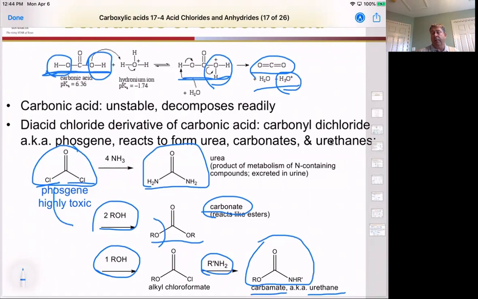and it's basically a derivative of this diacid chloride from carbonic acid. All right, that is the section for acid chlorides and anhydrides. We're going to move on in chapter 17.5.